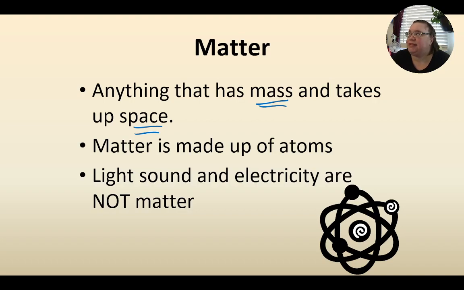Now, a couple of things that are examples of not matter would be heat, because heat doesn't have mass. Light, sound, and electricity are also other examples of things that do not classify as matter because they don't have mass. They might fill up a room, but they're not going to have any weight or any mass associated with them, so they are not considered matter. Light, sound, electricity, and I mentioned heat.